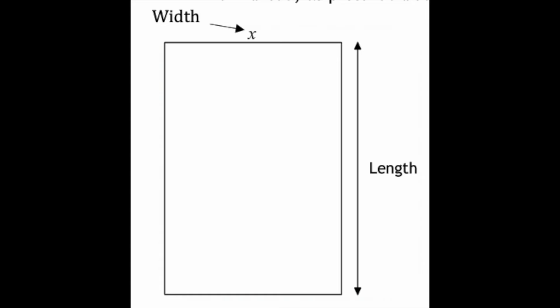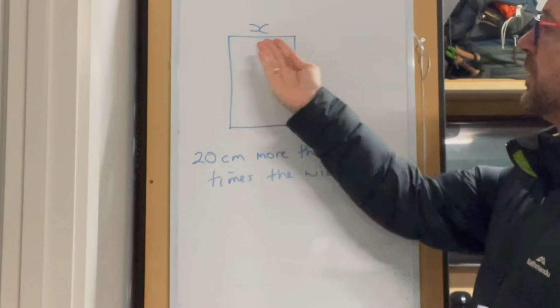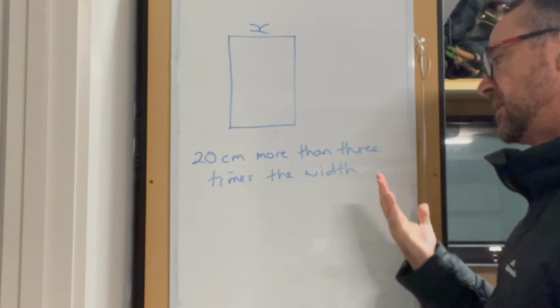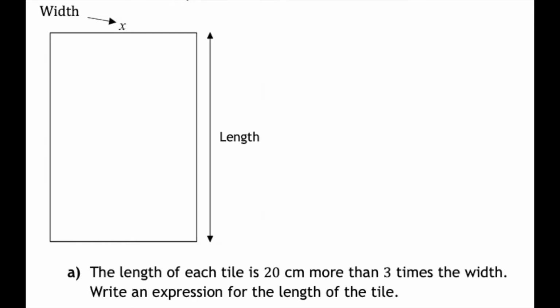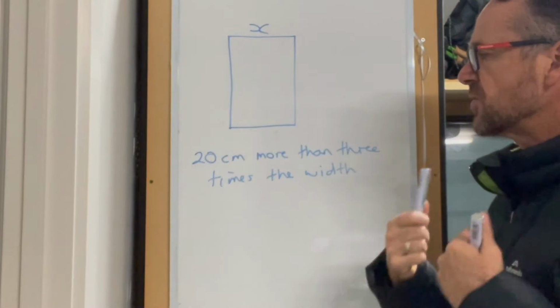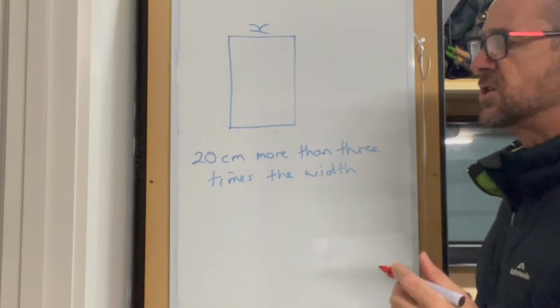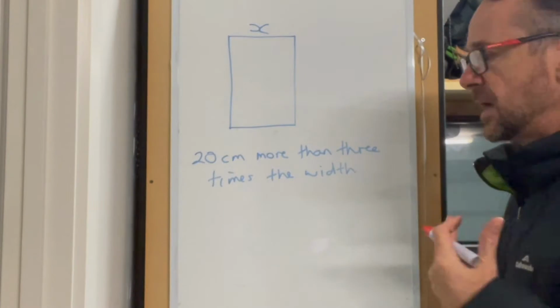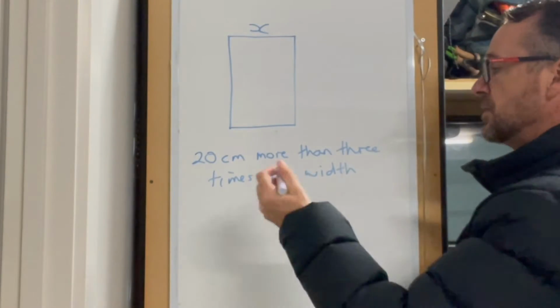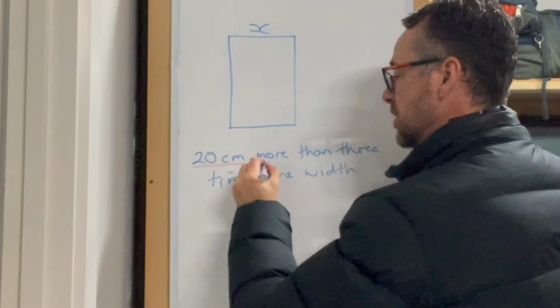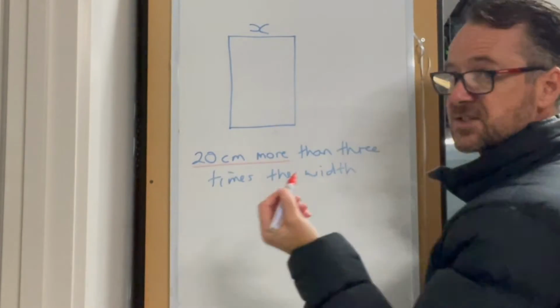First question on the Calc Active is this question here. We have the diagram, it's a rectangle, and we have a width marked as x. The question tells us that the length is going to be 20 centimeters more than 3 times the width. So what we need to do here is look at this information and turn this into some sort of algebraic expression. So 20 centimeters more means plus 20.